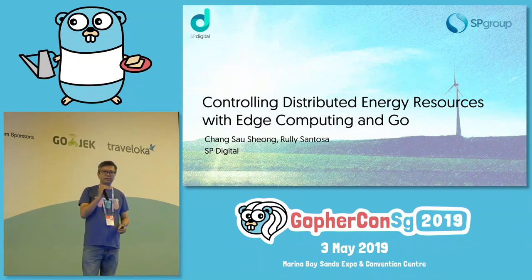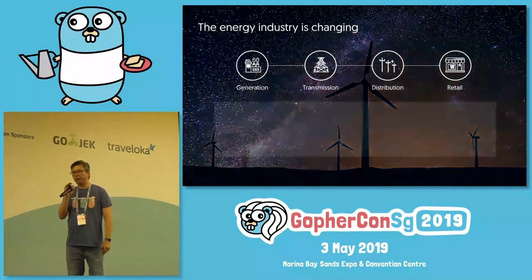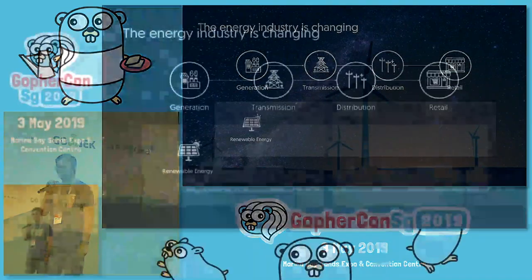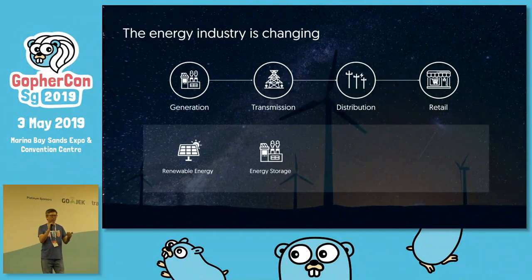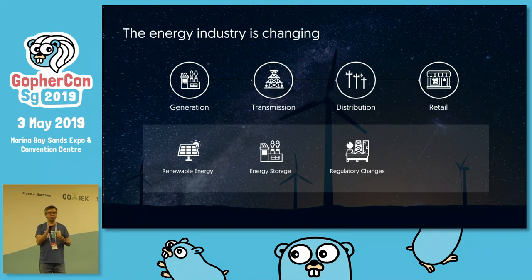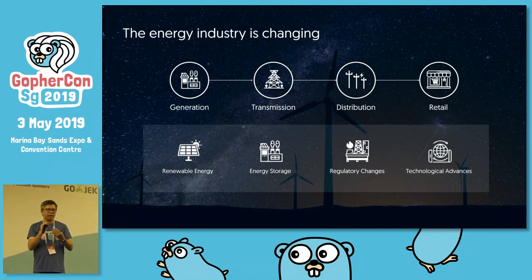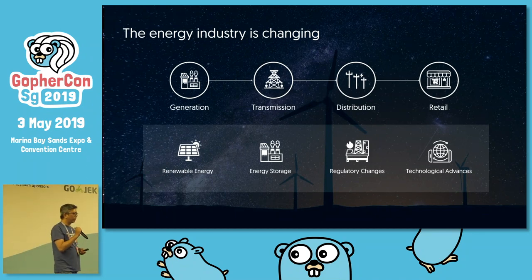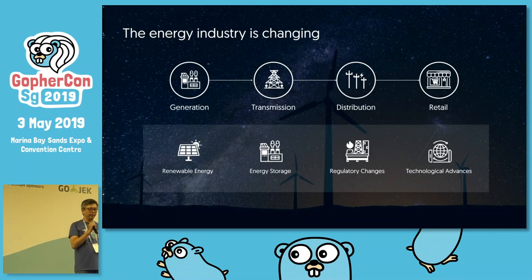I'll first talk a little bit about the industry. I'm not sure many of you know what we do, but SB Digital is part of SB Group. The SB stands for Singapore Power. So we are basically a utility. And the utility industry, the power and energy industry, has been changing. This is one of the reasons why we started up SB Digital.